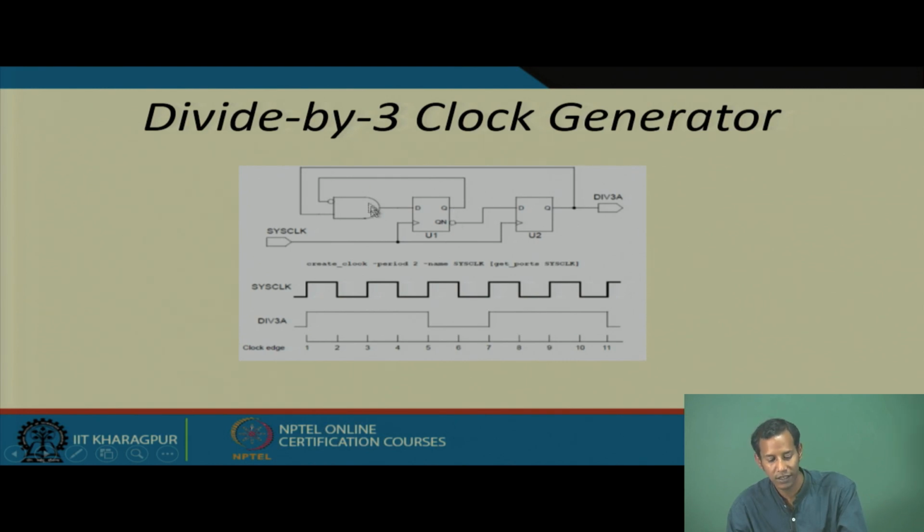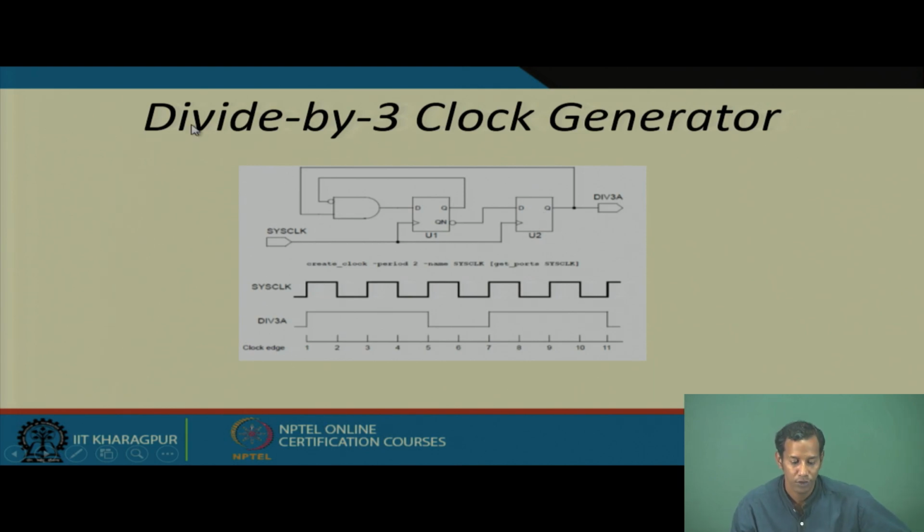So, whenever I get 0 over here, after one clock edge or after one clock cycle, it will again make it 1. So that means this is delayed by this 1, which is continuing for one cycle. So, in this configuration we can make the divide by 3 clock generator.